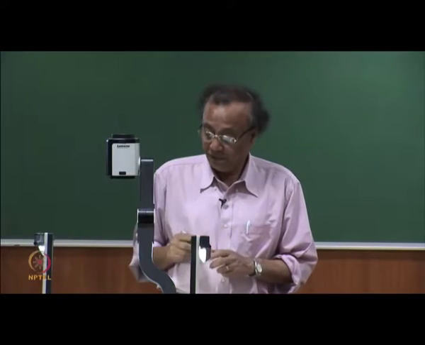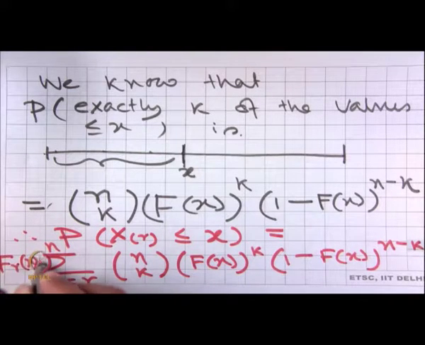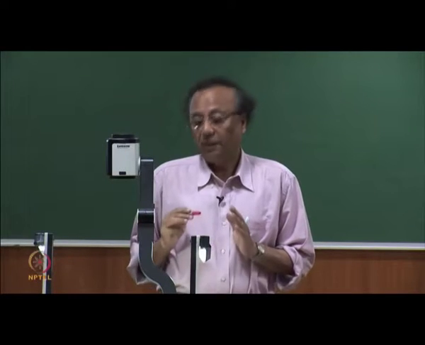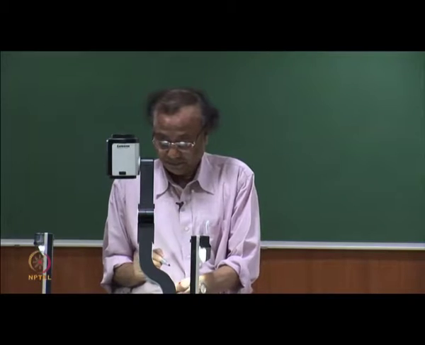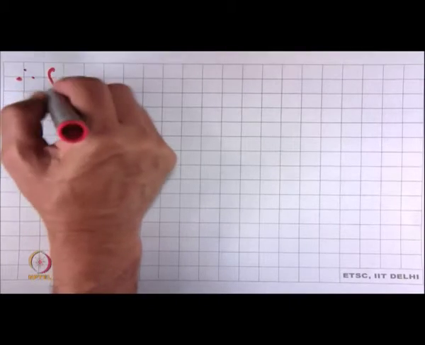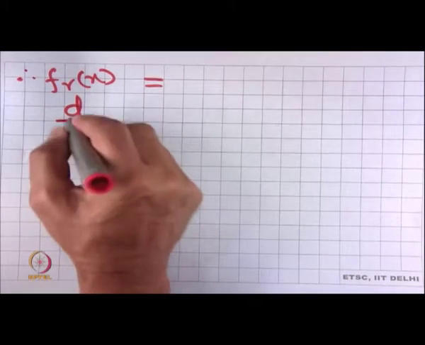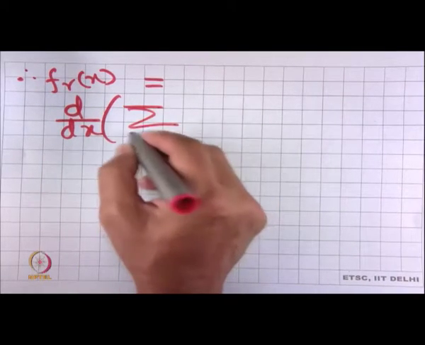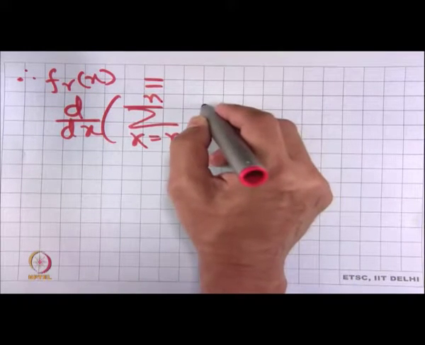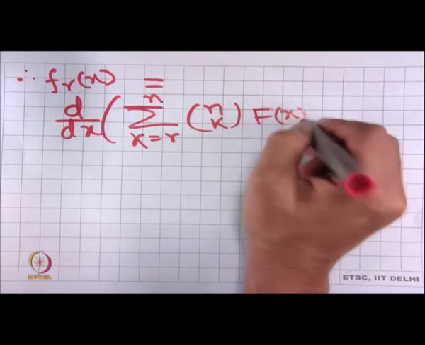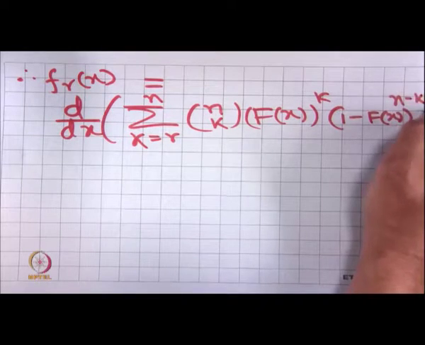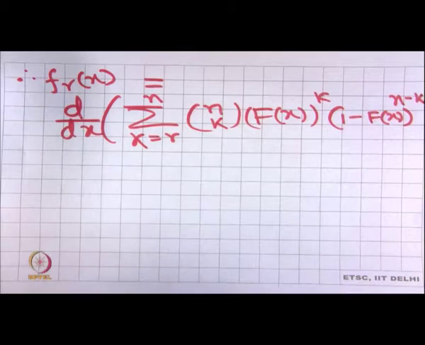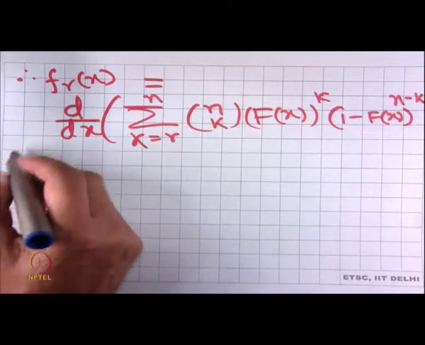So, this is Fr(x). Therefore, what is going to be the PDF? The PDF is the derivative of this with respect to x. Therefore, fr(x) is equal to d/dx of sigma k is equal to r to n nCk F(x) to the power k (1 minus F(x)) whole to the power n minus k. Since this is a summation, we can differentiate them term by term.